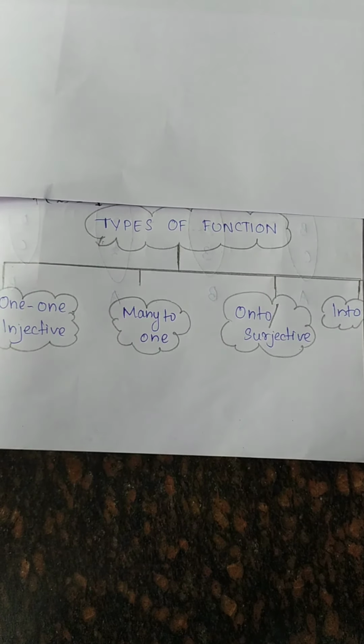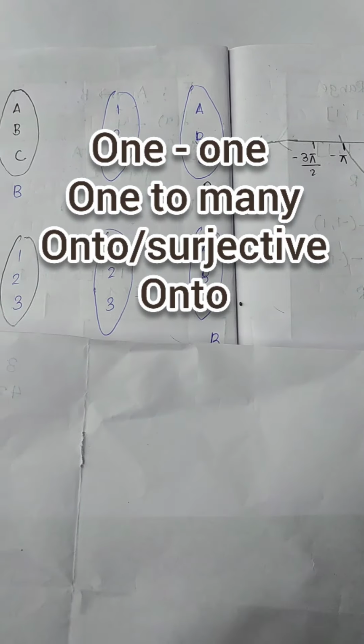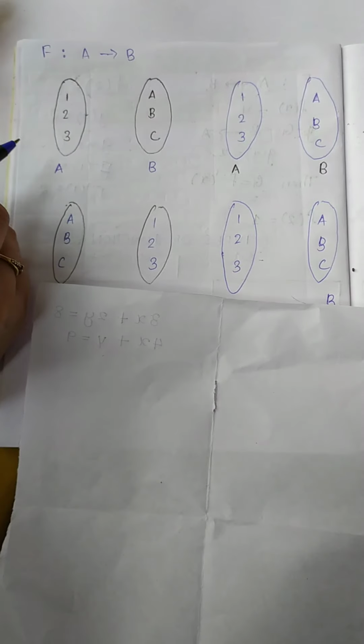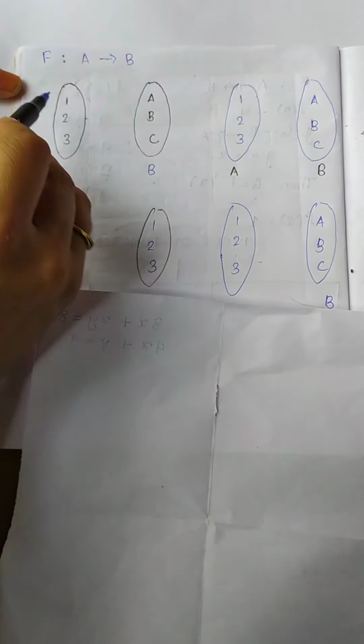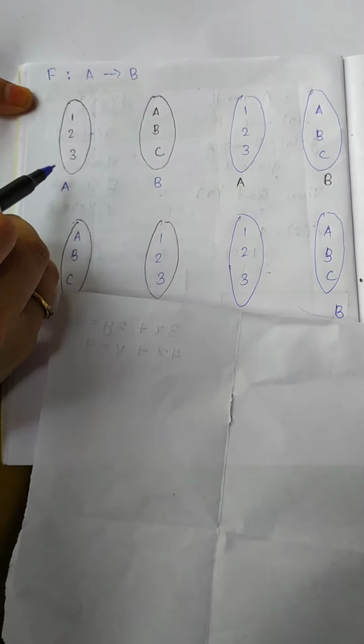Let me explain what are one-one functions, onto functions, many-to-one and into functions. So what is a one-one function? For that, first there exists a function from A to B. Let me give set A and set B. These are the elements: 1, 2, 3 are the elements in set A, and a, b, c are the elements in set B.